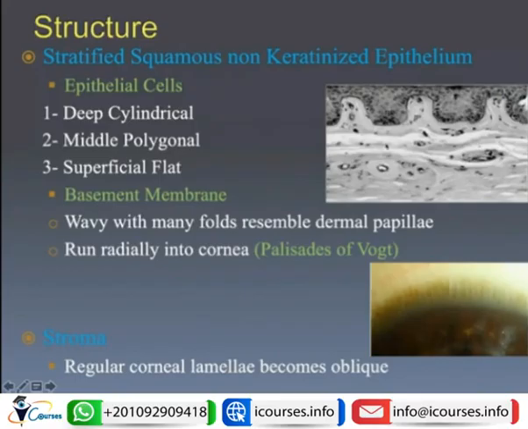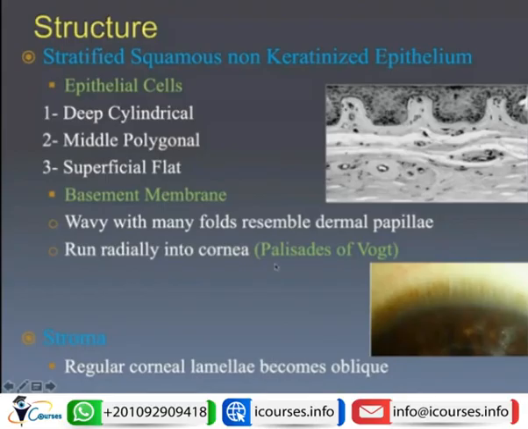Then after this, the stroma is an area which is a transition from the normal arrangement of the corneal lamellae into the irregular, or oblique irregular, arrangement of the scleral fibril lamellae. So the regular corneal lamellae becomes more oblique.